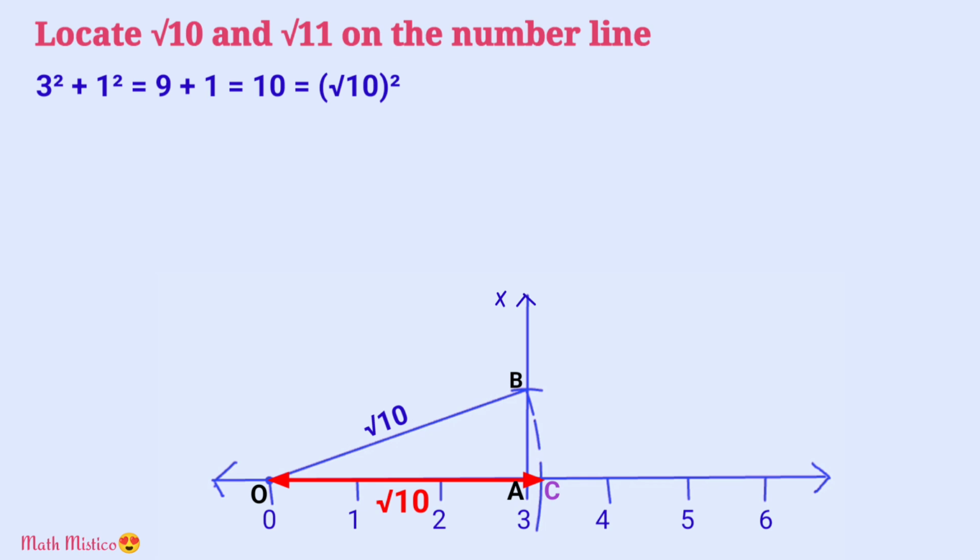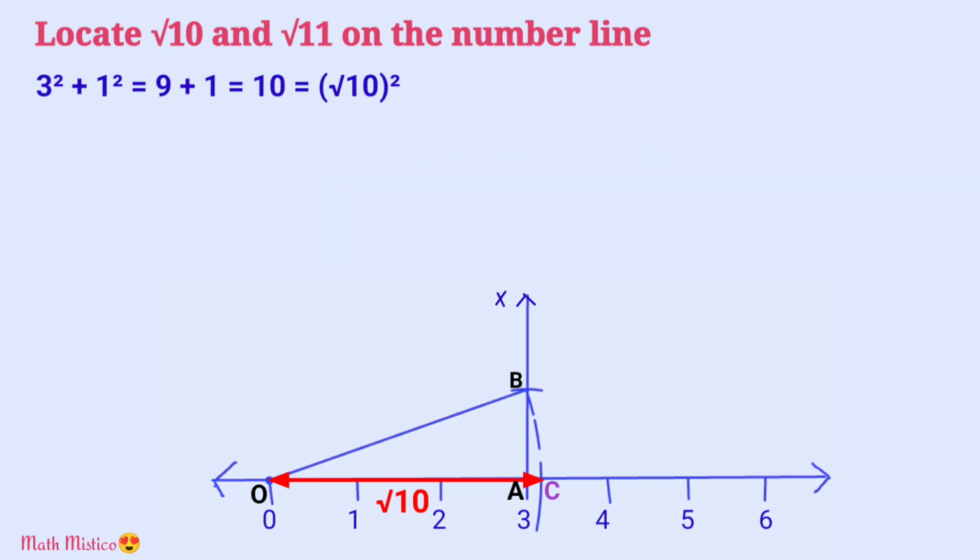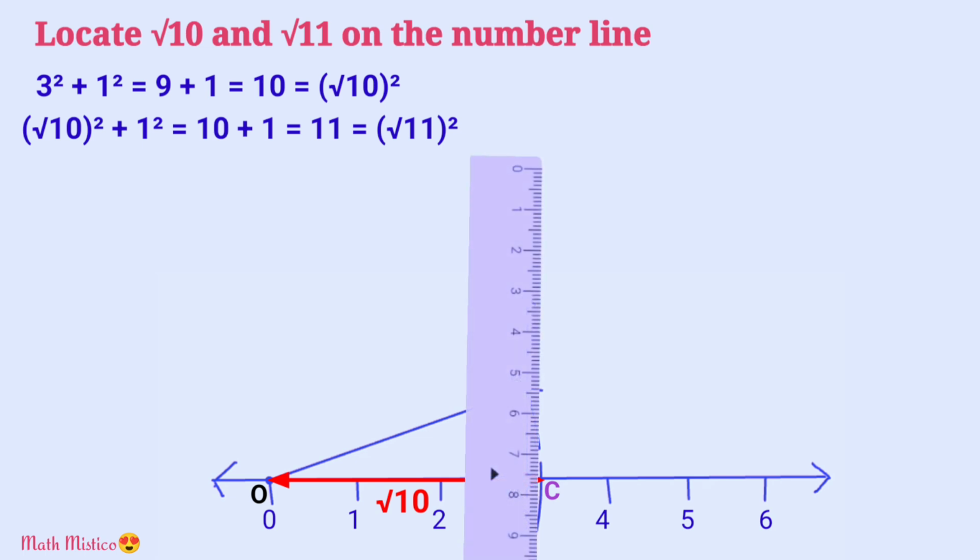Once we have constructed square root 10, we can further use this number line to represent square root of 11 or 12, etc. According to Pythagorean theorem, root 10 squared plus 1 squared is equal to 10 plus 1 equal to 11, which is the square of root 11. So further, taking square root 10 or OC as the base, we will draw the second triangle. So let's construct the perpendicular CY at point C.